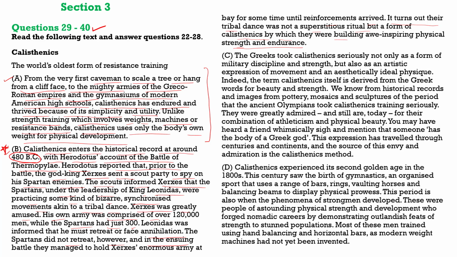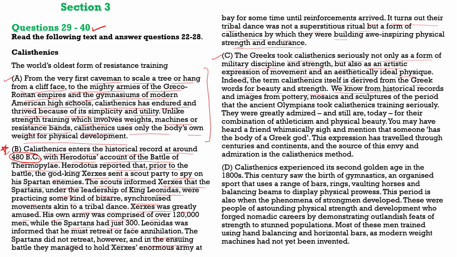But students, we need to check the next paragraph, whether calisthenics' historical record is talked about only in paragraph B or there is something given in paragraph C as well. The Greeks took calisthenics seriously not only as a form of military discipline and strength but also as an artistic expression of movement and aesthetically ideal physique. Indeed, the term calisthenics itself is derived from the Greek words for beauty and strength.